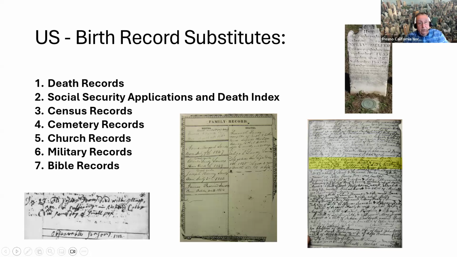Okay. In the US, birth substitutions can be things such as death records, the Social Security applications and death index, Numident, as we call it, census records, cemetery records, church records, even military records, such as the World War I and World War II draft cards. Great source of information on people's births. Bible records. These are just some general things that will pertain just about everywhere, some places better than others.